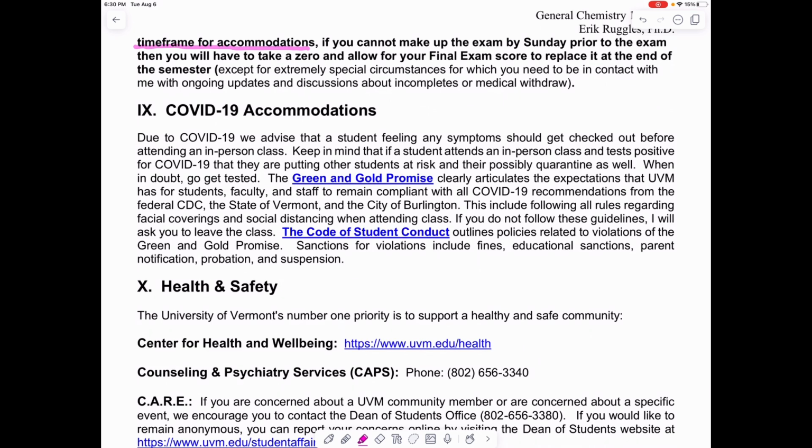COVID-19 accommodations: again, if you feel sick, it's your duty to get tested for COVID. Also, I would say just stay home and quarantine yourself until you get that test, just to be sure. COVID is still running around. I've still seen students getting COVID, as well as friends. So make sure that you keep yourself safe as well as your peers safe here at UVM.